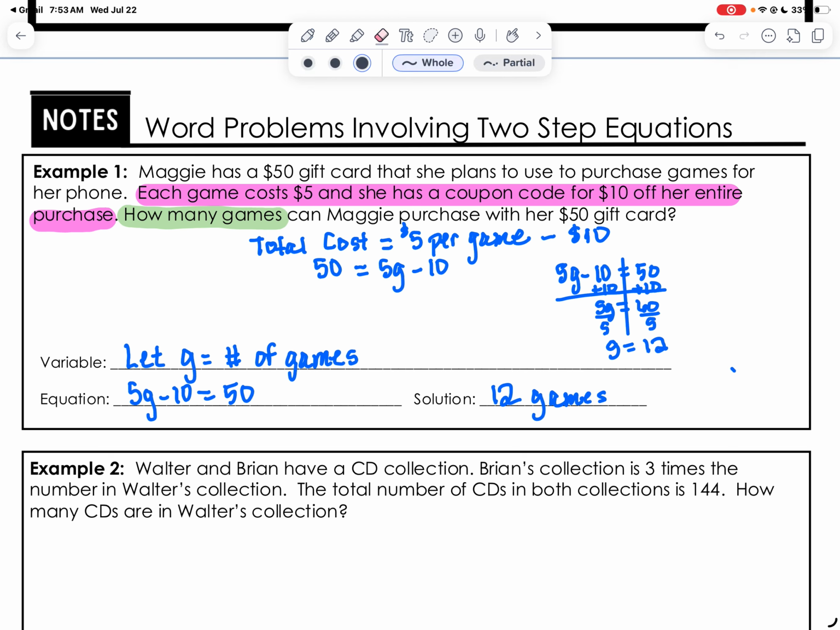Now, I want to check this to make sure we have the correct solution. So if she plays 12 games at $5 each, that would be 5 times 12, and then they subtract off the $10 coupon, will that equal $50? So 5 times 12 is 60 minus 10 equals 50. 60 minus 10 is 50. So when I plug in my solution, it checks out.